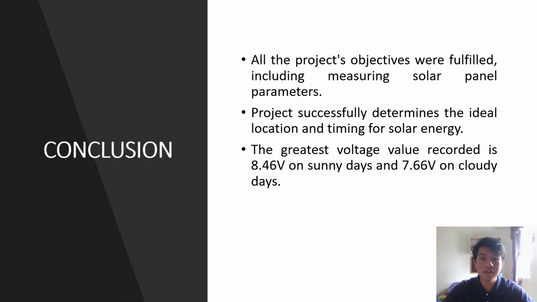Next, for the conclusion, the project objectives were fulfilled, including measuring solar panel parameters. This project also successfully documented the ideal location and timing for solar energy. On average, the greatest voltage value recorded is 8.46 volt on sunny days and 7.66 on cloudy days.